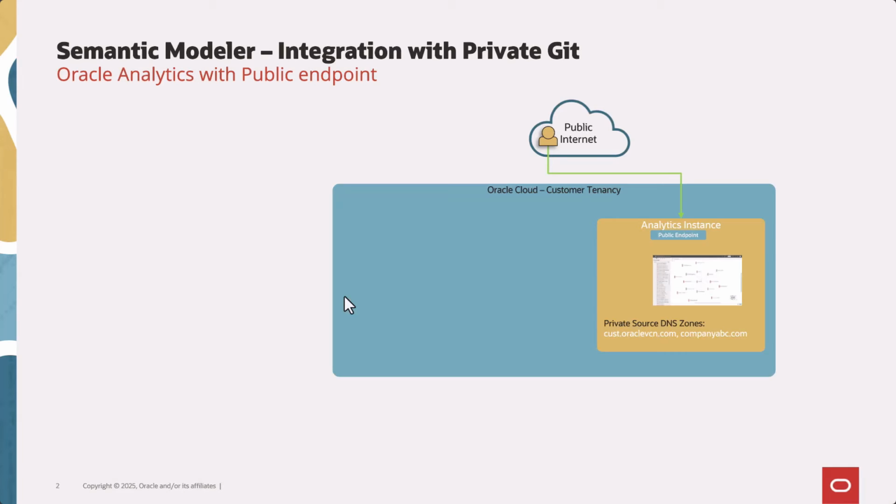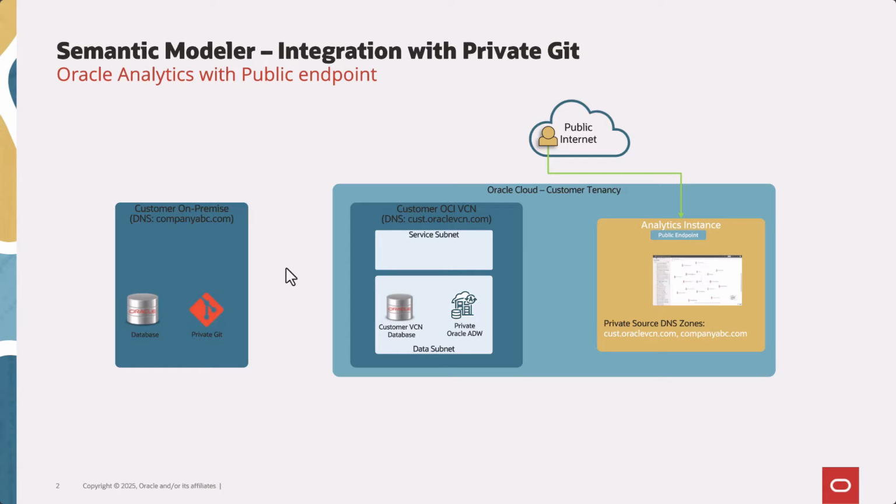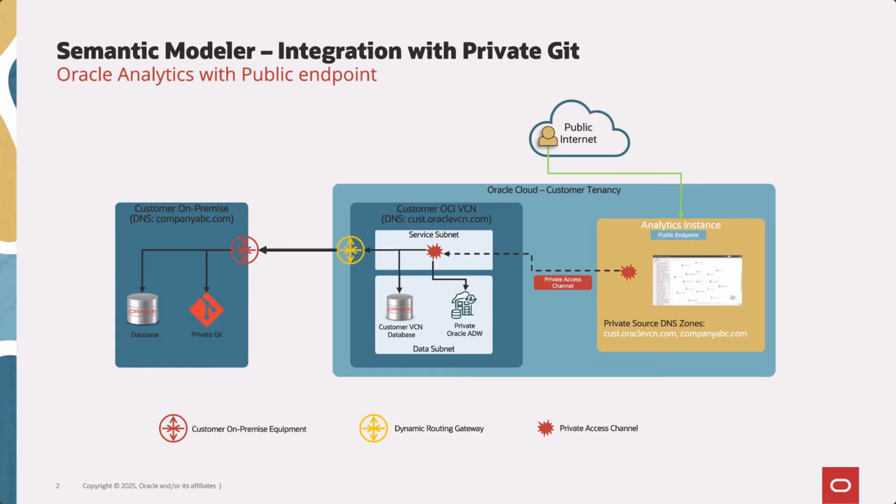The second scenario involves integration with a Git service hosted in a private network. In this setup, Oracle Analytics has a public endpoint while the Git service resides in a private network with a DNS domain such as companyabc.com. To enable integration, a virtual cloud network must be configured along with a private access channel from the Oracle Analytics instance. This includes defining a DNS zone that resolves to the private Git service.